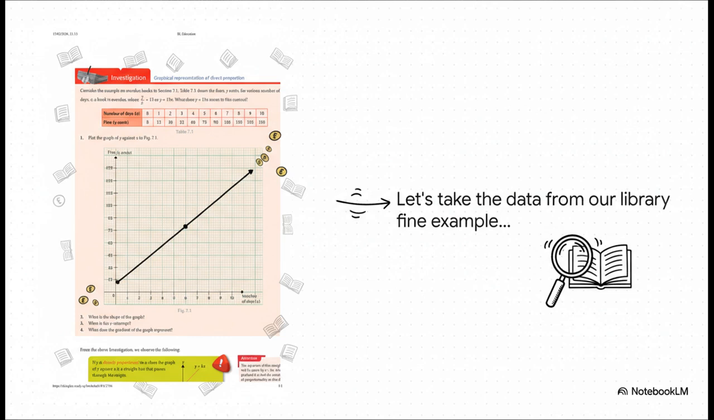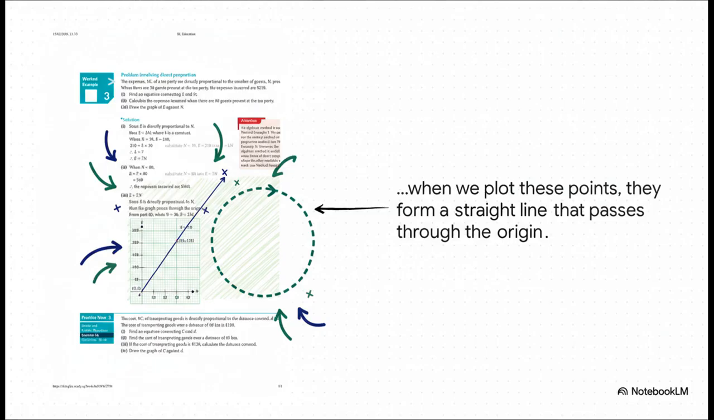This gives us a really clear set of points to put on the graph: (1, 15), (2, 30), (3, 45), and you get the idea. And when we actually plot those points, there it is. This is the visual signature of a direct proportion. Two things should jump out at you right away. First, the points form a perfectly straight line. And second, that line passes directly through the origin, the point (0, 0).